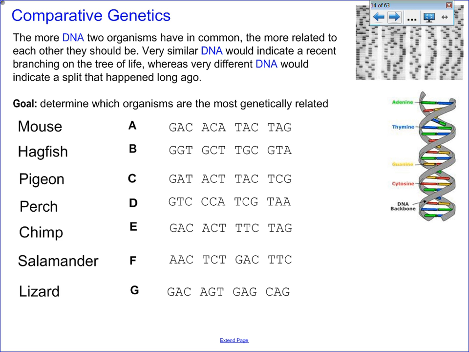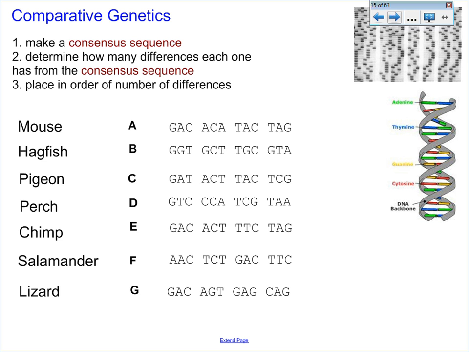I've made up some sequences here for 7 different organisms just to illustrate this point. And again, the more similar 2 organisms have their DNA be, the more closely related they should be on the tree of life. And so how would you actually analyze this DNA here to achieve any sort of relationships between these organisms? Well, the first thing that you want to do is make a consensus sequence.